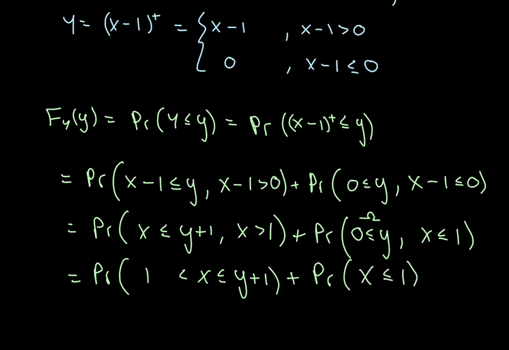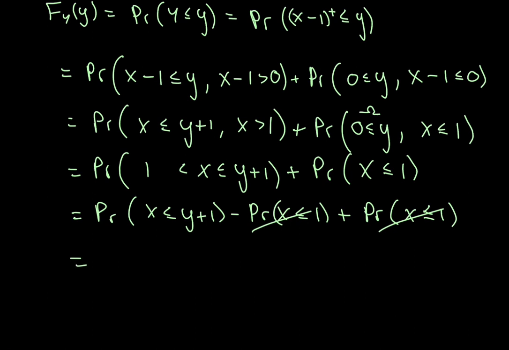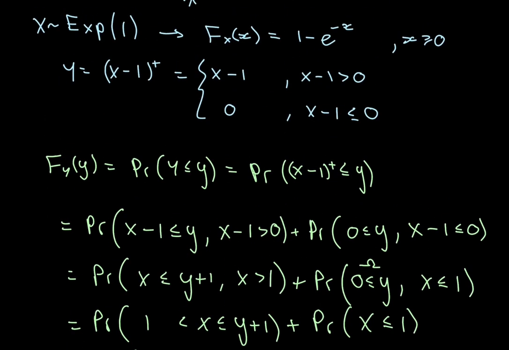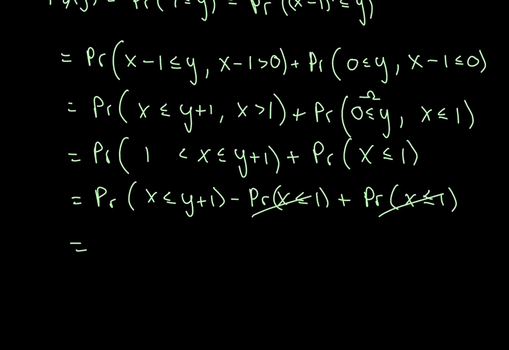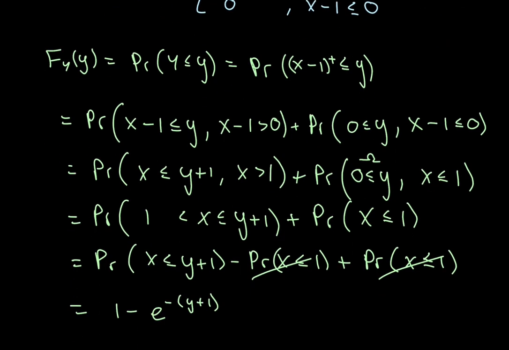Now what I can do here is rewrite this in terms of the CDF. So here we're going to have the probability that X is less than or equal to y plus 1 minus the probability that X is less than or equal to 1, plus the probability that X is less than or equal to 1. Now those two will cancel, and we'll just be left with this. So we know the CDF of X, we wrote it up here, 1 minus e to the negative x. So we'll have 1 minus e to the negative, and instead of having x, we will put in this y plus 1. And we said this happens on x being greater than or equal to 0.